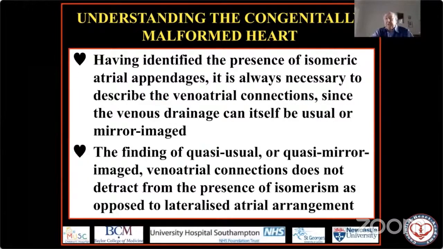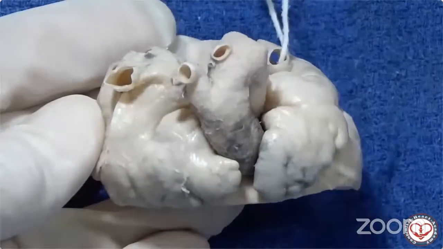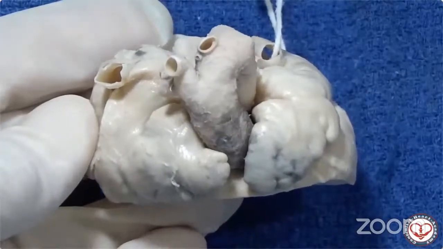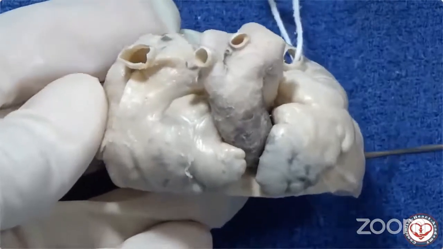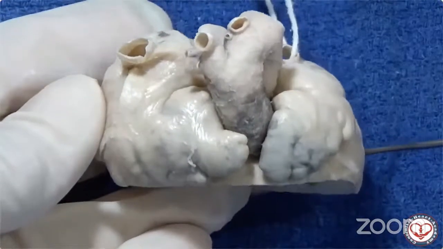To show you the importance of this, Diane is now going to illustrate a situation where the appendages are isomeric, but venous drainage is such that all the systemic veins come to one of the atrial chambers and the pulmonary veins all come to the other atrial chamber. Cases with isomeric atrial appendages can have highly variable veno-atrial connections, and they must be adequately described.